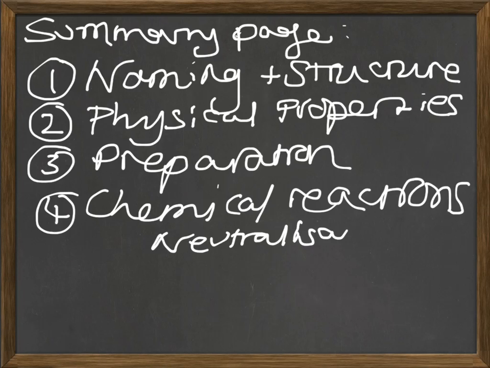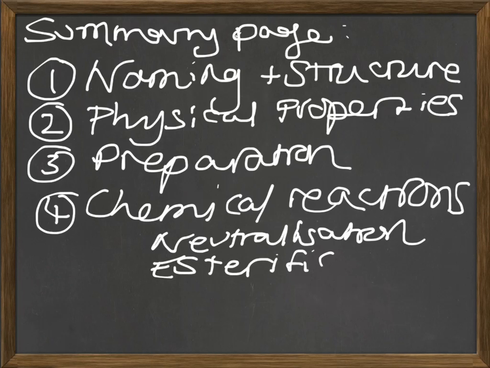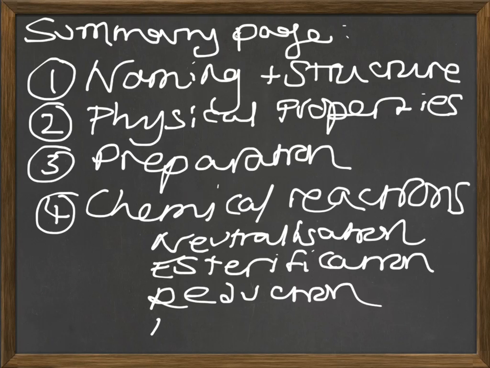So neutralization, esterification, making esters, and reduction with lithium aluminium hydride, so back to the original alcohols, and what happens when we react with PCl5, so making the acyl chlorides.